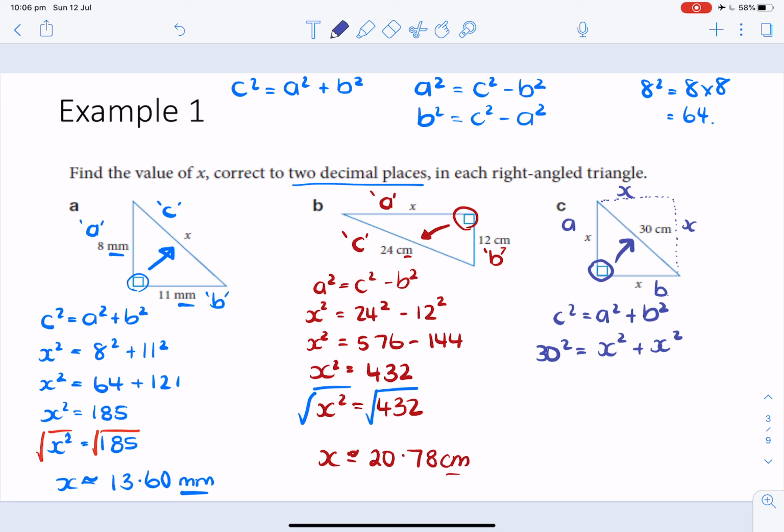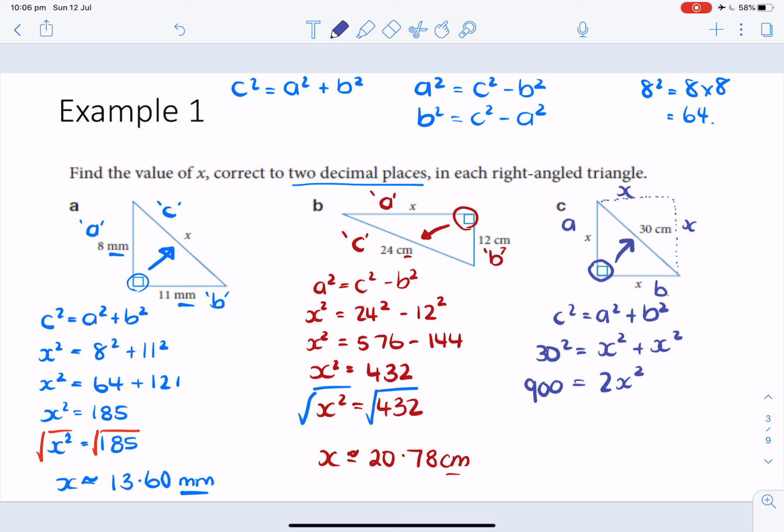So 30 squared gives me 900, 30 times 30. And x squared plus x squared. One apple plus another apple gives you two apples. Therefore, I would have 2x squared. This is something we went through in, what's that magical thing we did last term? Algebra. That's it. We expanded, we simplified and whatnot. Adding two like terms becomes two of that like term.